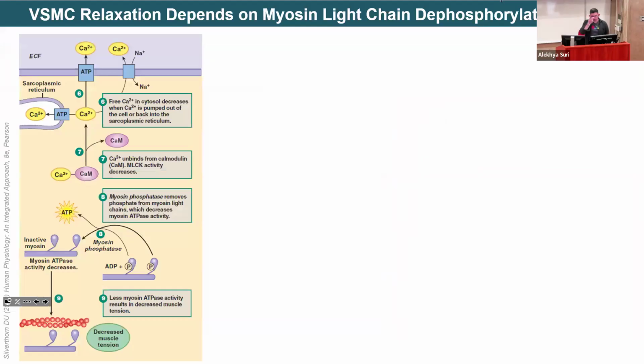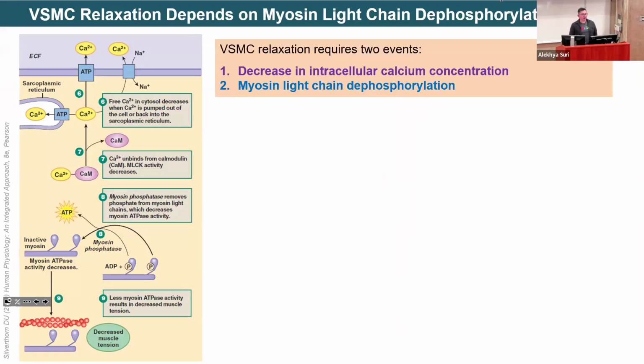All right. So as I was saying before, the contraction of smooth muscle depends on the dephosphorylation of myosin light chain. So the idea is that in order for smooth muscle to relax, two things need to happen. You have to first have a decrease in cytosolic calcium concentration. The amount of calcium in the cytosol of the smooth muscle cell needs to come down. The second thing that you need is to dephosphorylate the light chain of myosin, right?